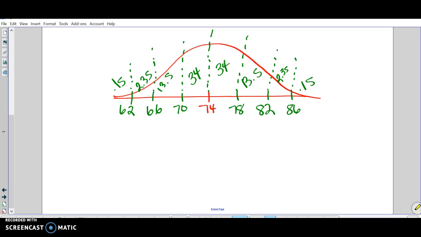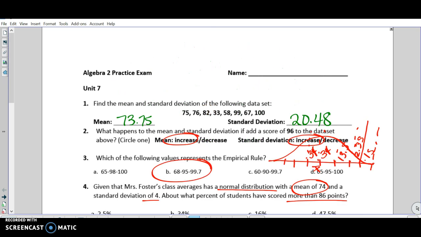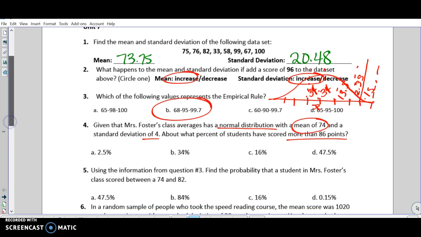So it wanted me to find the area above 86. So how many students scored above 86 points? And for this one, above 86 would equal 0.15%. Now that's not actually on there. This one was a typo. So for your answer for this one, none of these actually work. The answer should be 0.15. So sorry about that one.